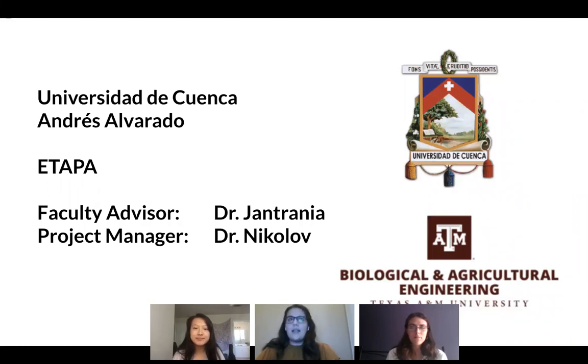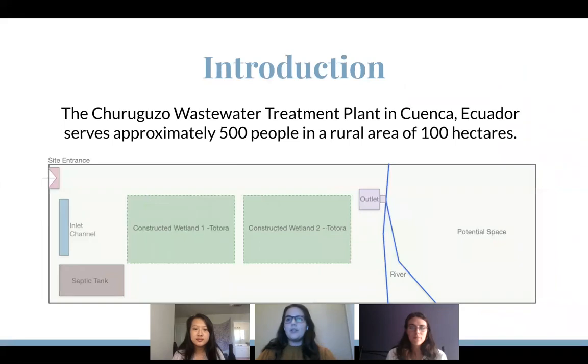This next slide is a picture of the current site in Ecuador. This site services approximately 500 people and 100 hectares. As you can see from the picture, there's an inlet channel that goes to a septic tank, and then from there it goes to a constructed wetland. The second wetland is currently not functioning at the site, and there's been some talk about what to use that for, and then the potential space on the other side of the outlet is where we're looking at implementing a filter.